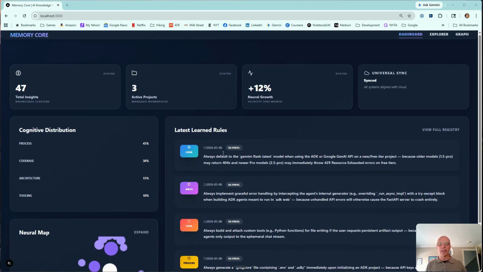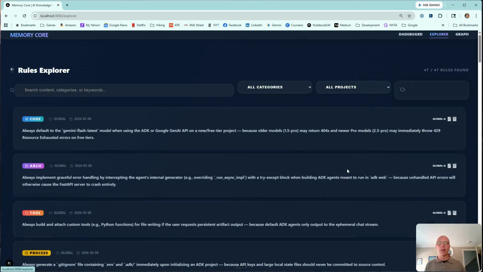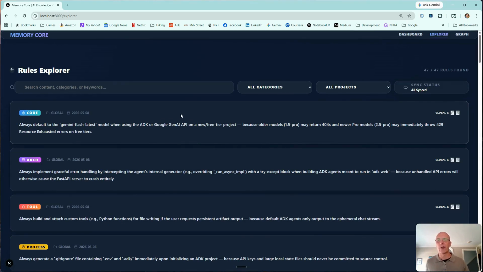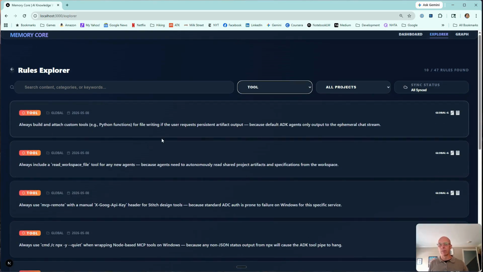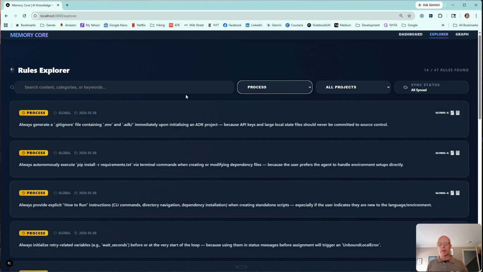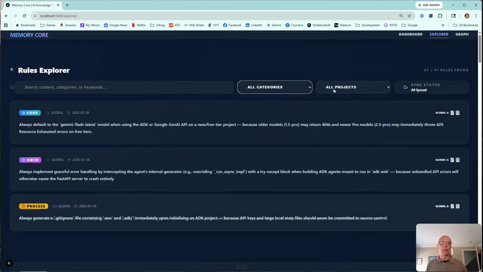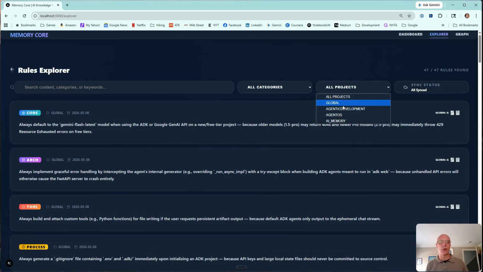We'll look at this in a second. If we look at the Explorer, here you can see the rules. When we're looking at the rules, we can see them by what categories they are: what are my tool rules versus process rules. Likewise, by project, where global is all of them, and then I've got these other ones that I've created.